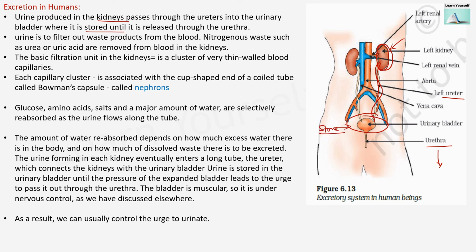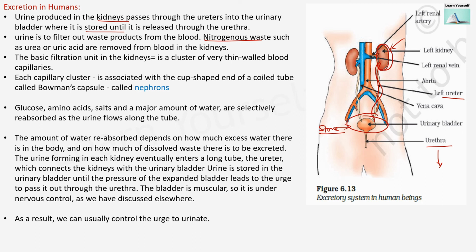So urine is to filter out waste product from the blood. Nitrogenous waste such as urea or uric acid are removed from blood in the kidneys. Now, as we have seen in the respiratory tract, that alveoli are the ones responsible for the gaseous exchange. Here the nephrons are the ones responsible for the filtration of the blood.